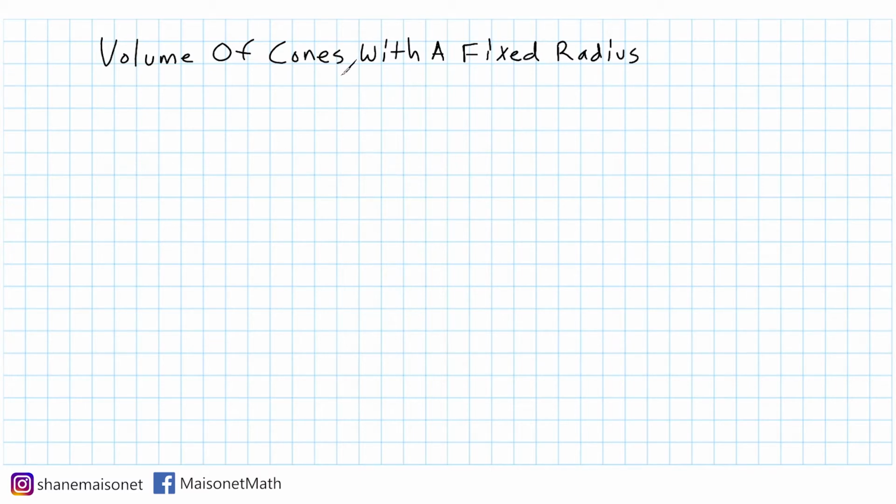What I mean by that is we're going to make a bunch of different cones and we're going to keep the radius the same. We're not going to change the radius. But what we're going to do with each cone is we're going to change the height. And then we're going to see how that changing height affects the volume of the cone.